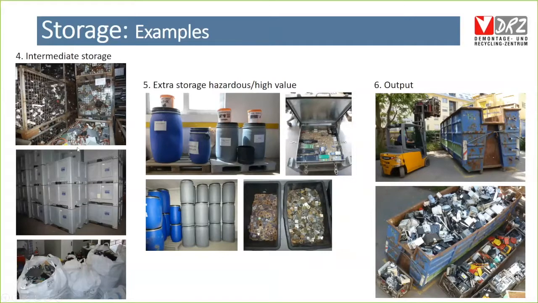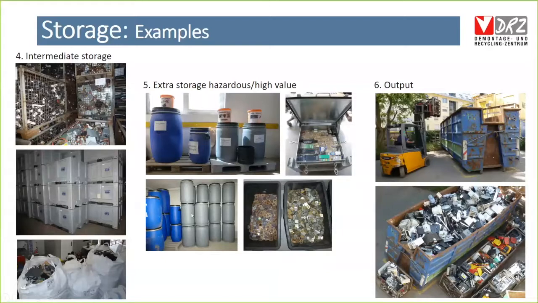After this step, the fourth, you have an intermediate storage where, if you are able to technically, you can pile up the lattice boxes or these pallets, or you can store things in big bags. Extra storage is needed for the hazardous fractions. They need to be stored in lockable barrels that are acid-proof, and a special box is needed and a special storage method for lithium-ion batteries.